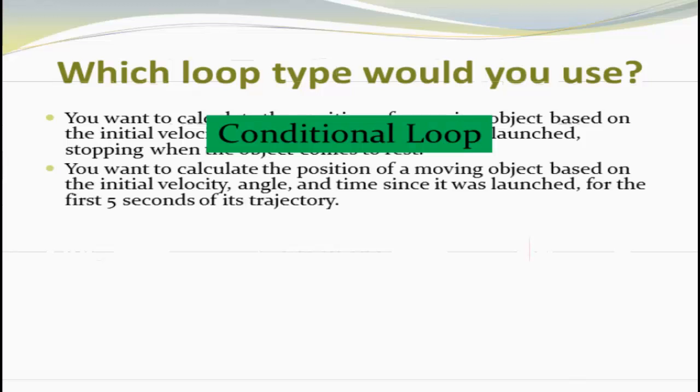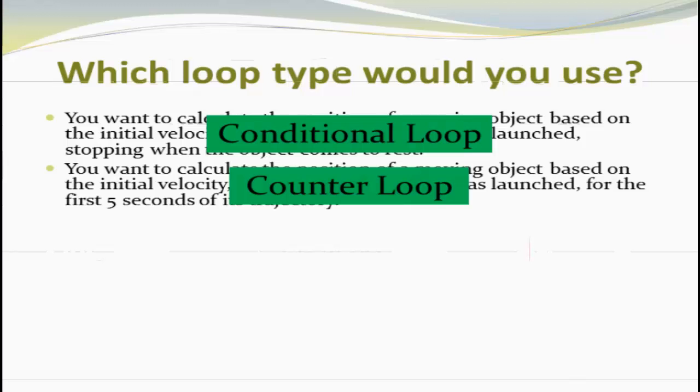Next situation. So you want to calculate the position of a moving object, again, based on its initial velocity, its angle, and its time since it was launched, but only for the first 5 seconds of its trajectory. In this case, it would be more appropriate to use a counter loop because we have a specific range of time that we want to perform this operation, basically calculating the position of the object. Right, so we can set up a counter-based loop to, say, repeat 100 times in those 5 seconds, something like that.